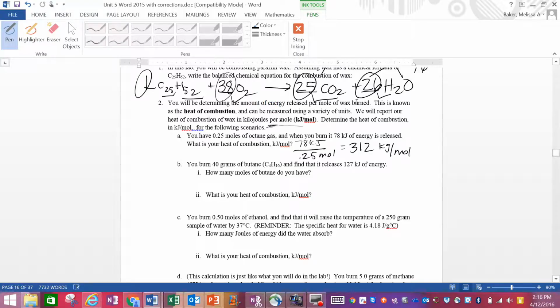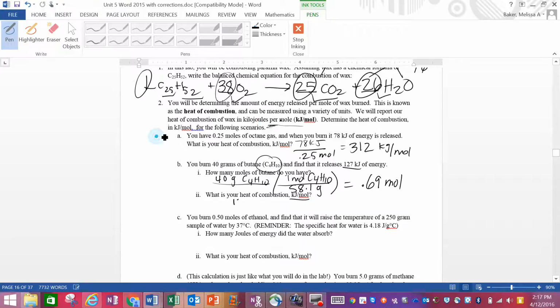Now it's making us do a little bit more work in letter B. It says you've got 40 grams of butane, C4H10, and it releases 127 kilojoules. Ultimately, we're calculating kilojoules per mole. But first, how many moles of butane do we have? So we need to add up the molar mass of C4H10 to figure out how much 1 mole of C4H10 weighs. And the molar mass adds up to be 58.1 grams of C4H10 for 1 mole. So 40 grams, we don't even have 1 mole. We've got 0.69 moles.